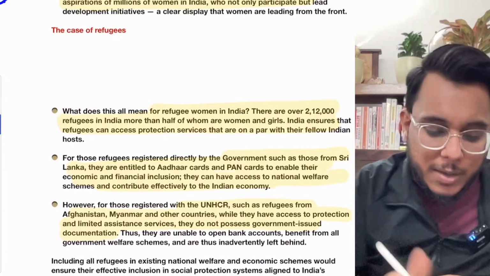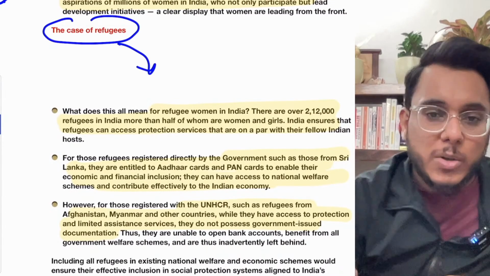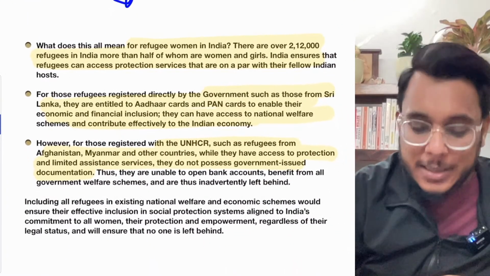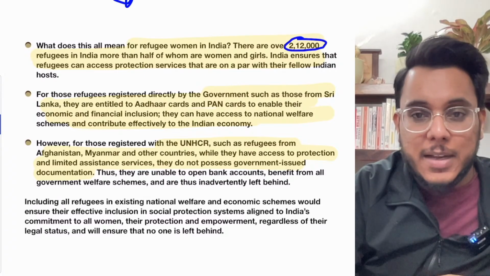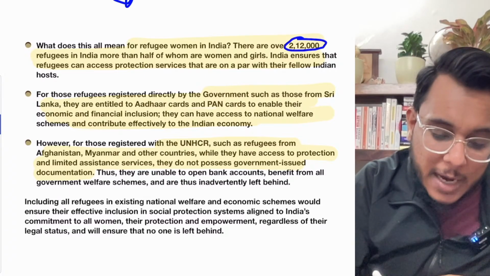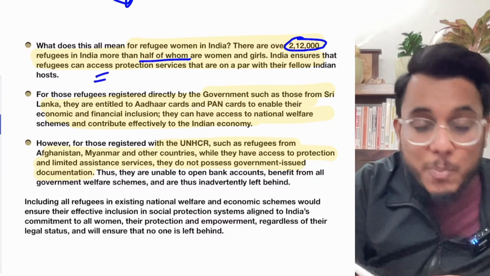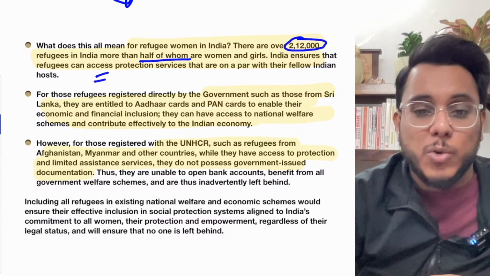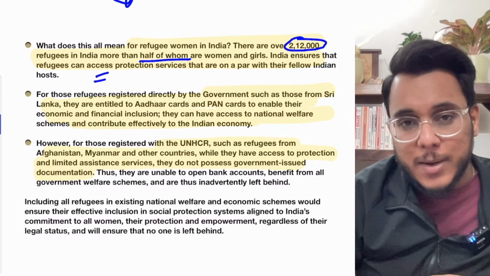But now, let's talk a little bit about the refugees. Guys, in the case of refugees, today in India there are more than 2 lakh, actually 2,12,000 refugees. And half of them are women and girl children. So to protect women, we also need to look after the refugees who are women.